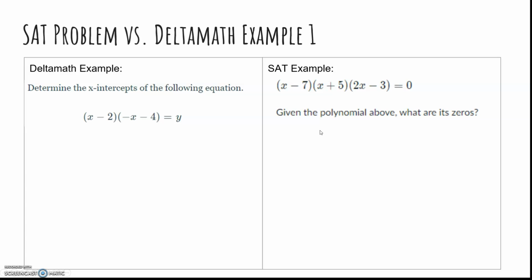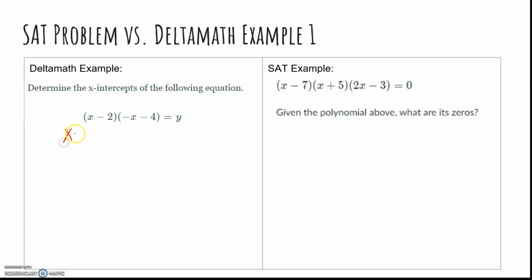Let's look at a couple of examples on what you might see on the SAT, and then we can compare them to how they will be framed in your homework. So for our Delta Math example, it says, determine the x-intercepts of the following equation. Okay, so x-intercepts we know are roots, solutions, zeros, they're all the same. So when it asks for x-intercepts, it's asking us to do the same thing as if it were asking for the roots or the zeros.